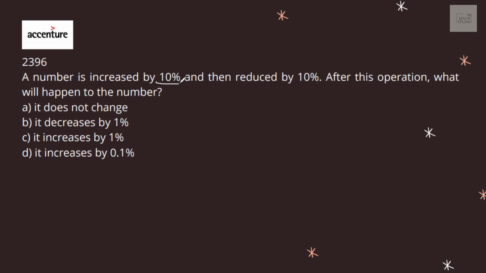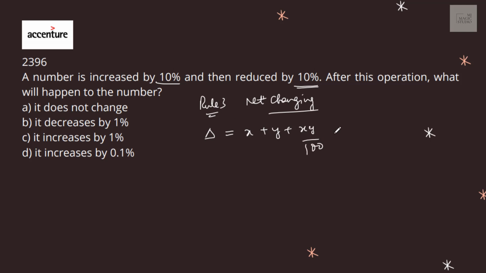A number is increased by 10% and then reduced by 10%. After this operation, what will happen to the number? So if number increases by x% and then changes by y%, we can use our rule 3, that is net changing rule. In net changing rule, we can find the effect of the net change of the 2% change, that is given by x plus y plus xy by 100, and with respective signs we need to use this formula.